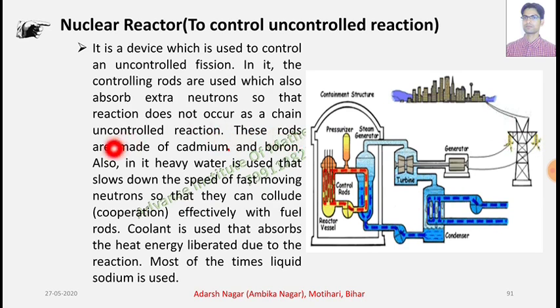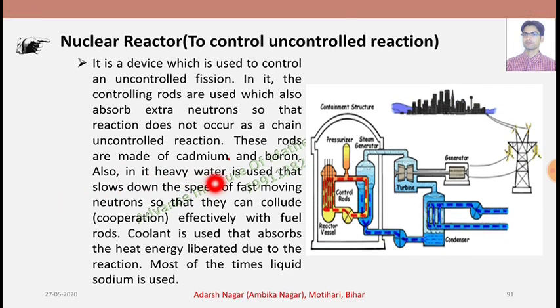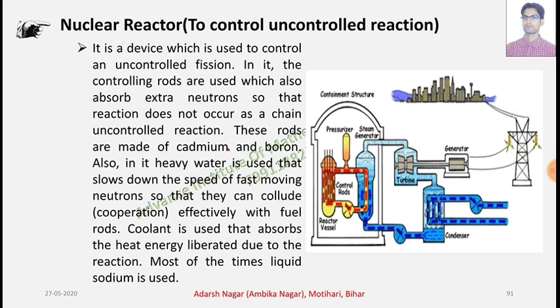Then what are these rods made up of? Cadmium and boron. These rods are made up of cadmium and boron. Also, heavy water is used to slow down the speed of fast moving neutrons, so that they can collide, that is cooperate effectively with the fuel rods. Water is also utilized to slow down the speed of neutrons, so that they will cooperate effectively.